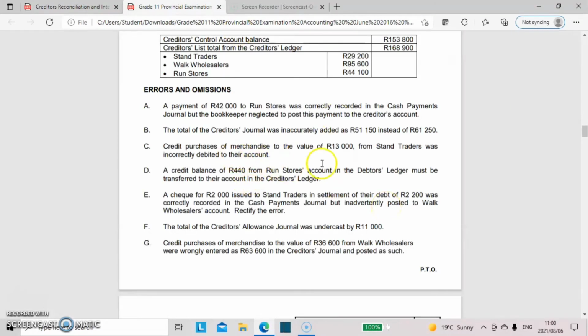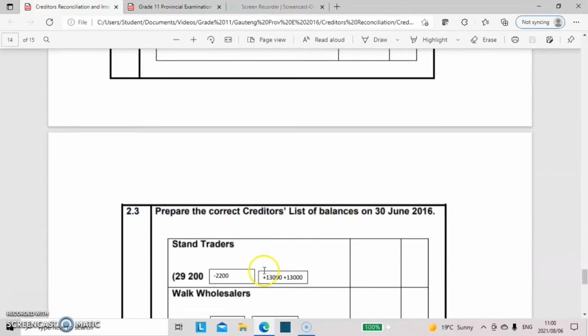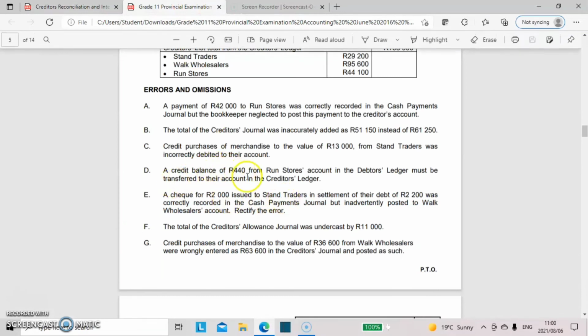Okay, then these credit purchases to the value of 13,000 that we debited. Remember, we debited the creditors, so we made their account less. So to fix the mistake, I need to credit 13,000. So I'm going to add 13,000. Then it's like nothing happened. Then I need to add another 13,000 to reflect the credit purchases. So it will be plus 13,000 plus 13,000, or you can just say plus 26,000.